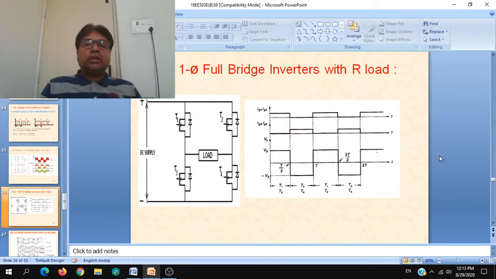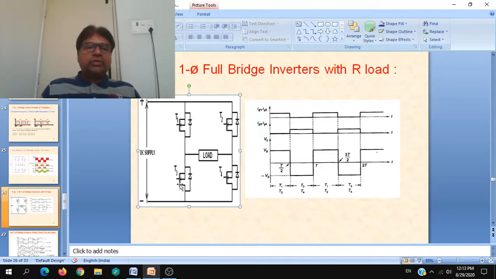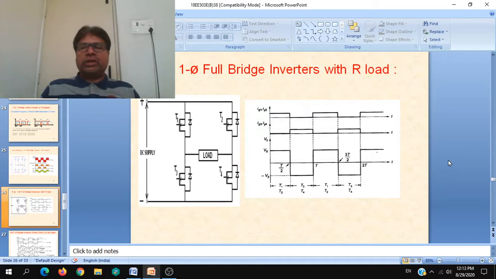Next, this is another circuit, a full bridge inverter circuit with R load where MOSFETs are used. These are the input and output waveforms with the concerned gate triggering pulses, and how the load voltage is varying, which is a square wave in both the cases. For resistive load it will be a square wave only.